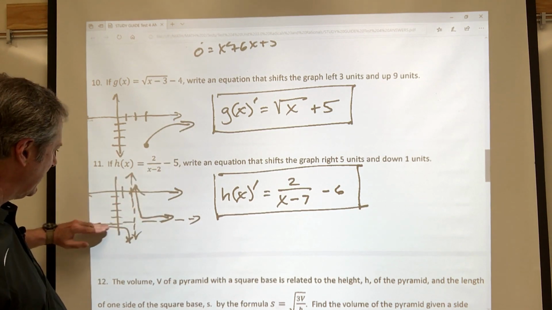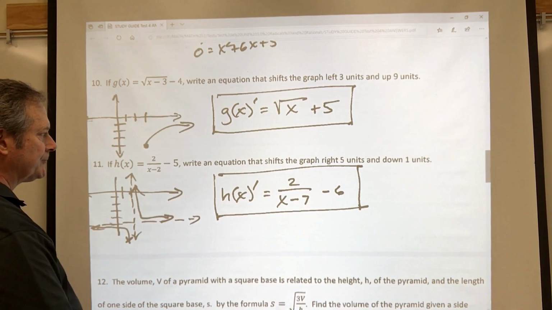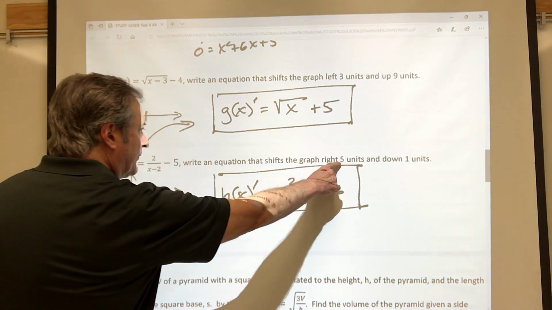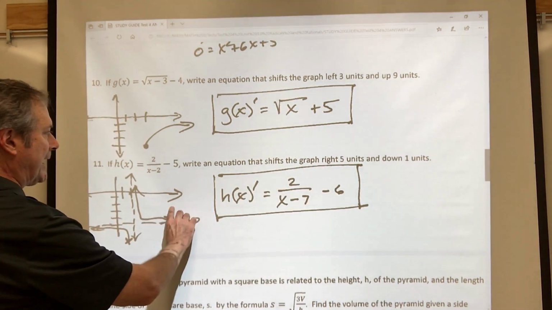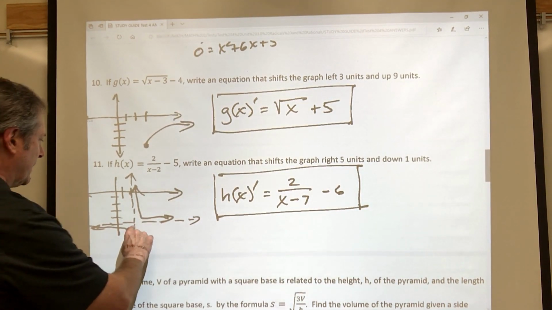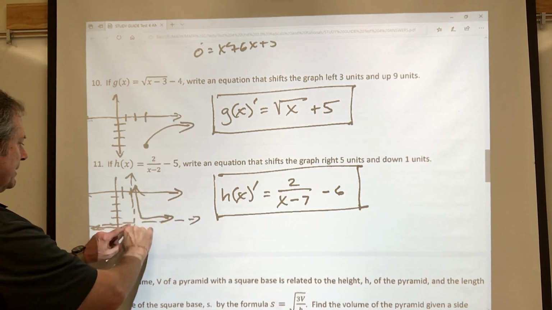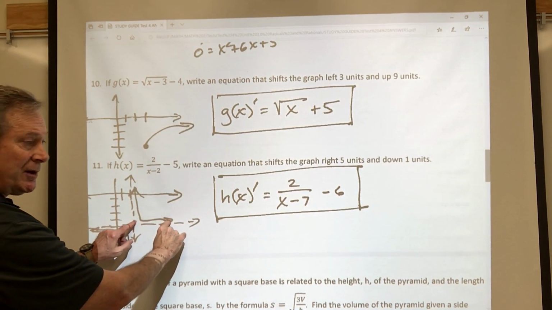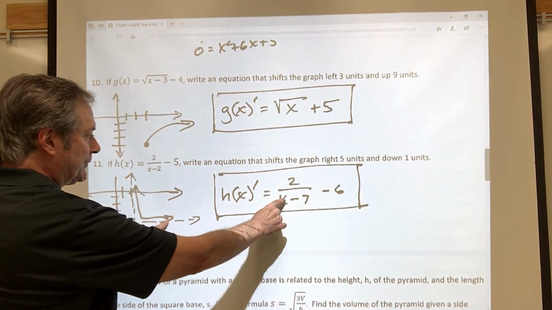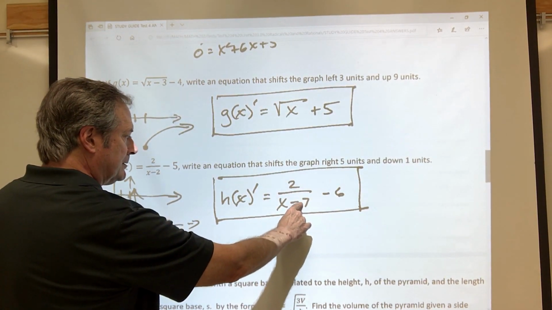We have a horizontal asymptote at -5. And here are our branches. Now, if we want to go from here right 5 and down 1, well, where am I right now? I'm at +2, and if I go right 5 units, where will I be on the x-axis? +7. And so we write x minus 7.